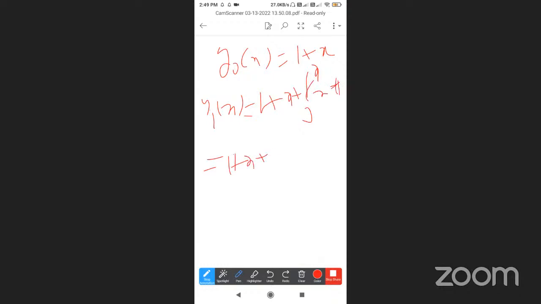So yn of x is very simple. Starting from y naught of x equal to 1 plus x on page number 370, we can find y1 of x. Very simple. y1 of x is 1 plus x plus lambda value 1 times the integral from 0 to x of x minus t into 1 plus t dt. This simplification gives 1 plus x plus x square by 2 plus x cube by 6. This is y1 of x.